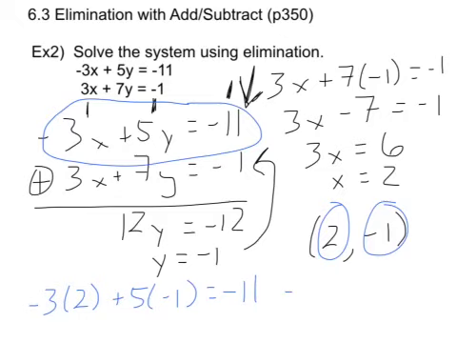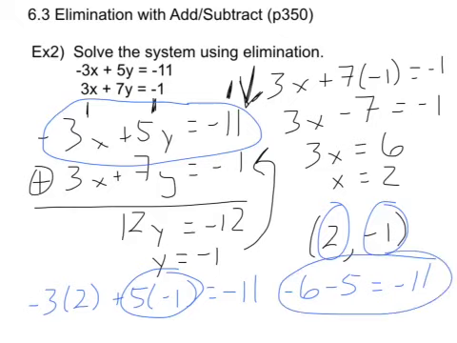Negative 3 times 2 is negative 6, plus 5 times negative 1 is negative 5, equals negative 11. And so I see, obviously, negative 6 minus 5 is negative 11. Negative 11 equals negative 11, so this does check out. So 2, negative 1 is the correct answer.